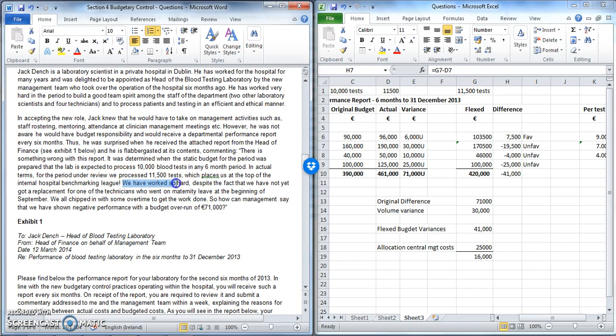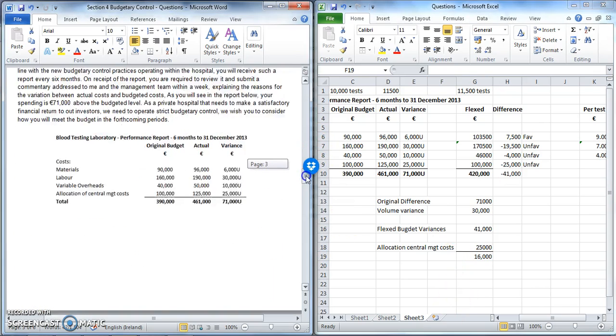So you can see here we have worked so hard, despite the fact that we have not yet got a replacement for one of the technicians. We all chipped in overtime. Therefore, that could be the reason why labour is such an unfavourable variance. And again, that is not fair to attribute solely to Jack, because he had to work with fewer team members than he expected.